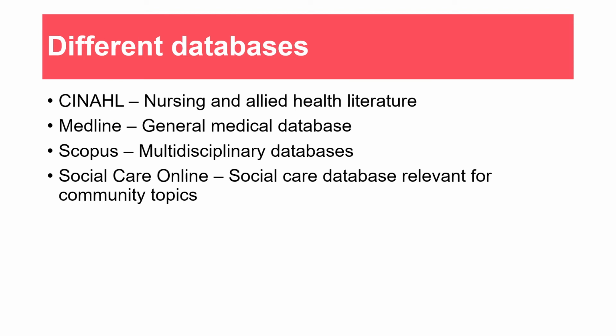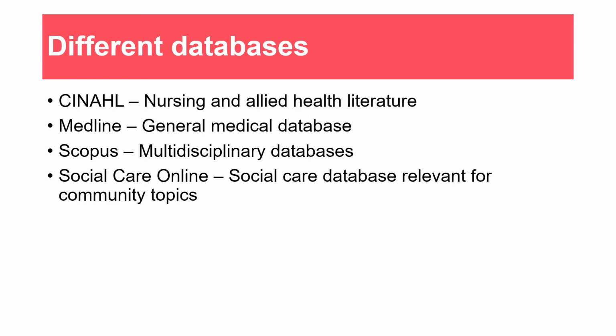If you're not getting many results from one particular database, then it's good practice to search another or maybe a couple of other databases. So CINAHL is great for nursing and allied health literature, Medline is more broad, it's a general medical database. It will include relevant nursing papers, but it will also include more broad materials.